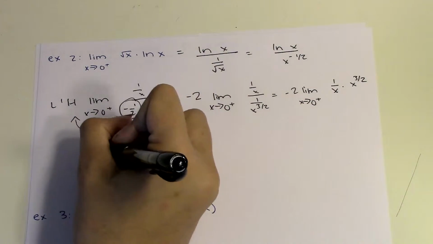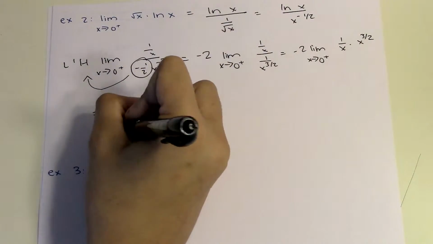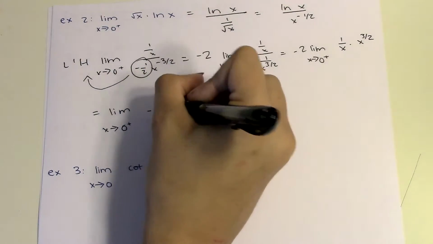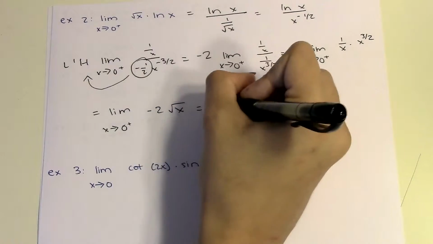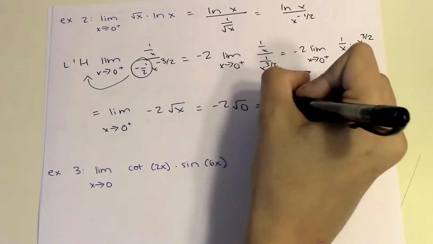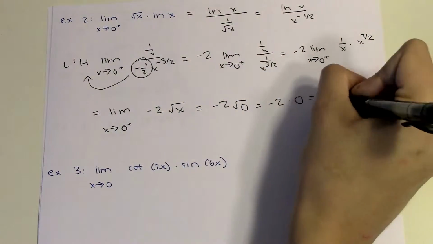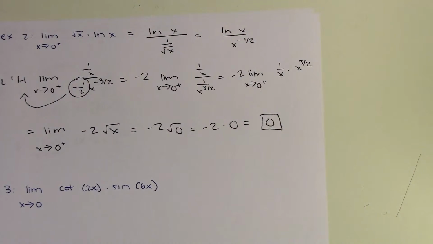And that gives us the limit as x goes to 0 from the right side of 2 times square root of x. Substitute in 0. We get -2 times 0, which gives us an answer of 0.